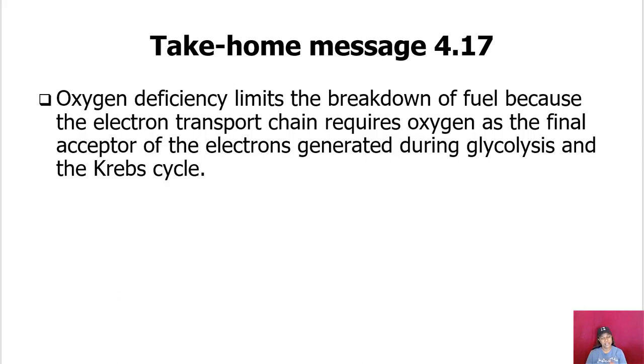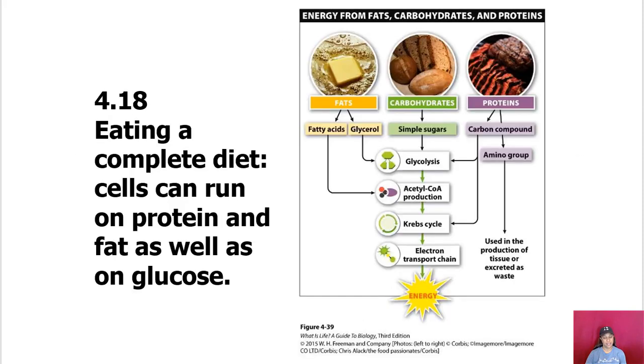We get more ATP when we use our electron transport chain, and it's all about the ATP. But if we are eating a complete diet, then cells can actually run on protein and fat as well as glucose, because we don't just eat things that have glucose in it, right? We eat steak, and we have butter and things like that. If you've ever wondered why we eat these things, we know we eat plants because we're trying to get to the glucose, but let's look at how we're breaking down these other products.